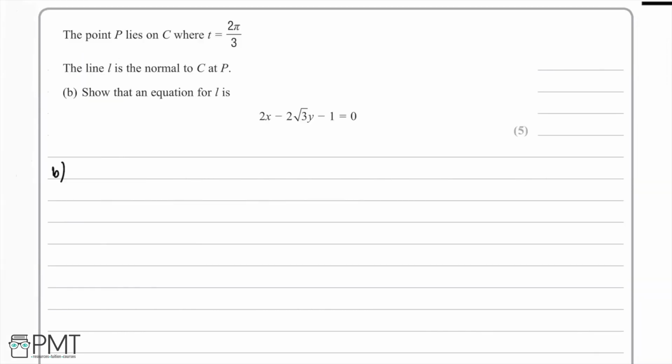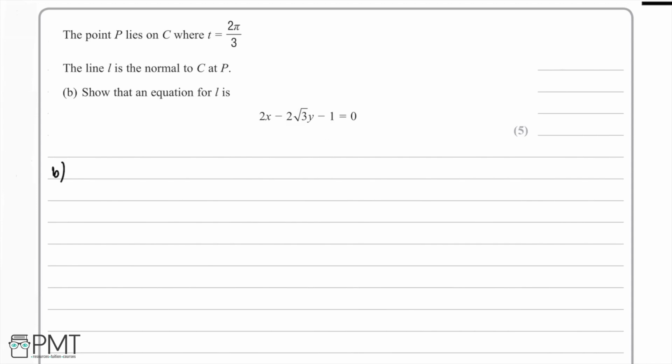So now moving on to part B of this question, we're given some further information. We're told that the point P lies on C where t is equal to 2 pi over 3, and then we're told that the line L is normal to C at P. And what we're asked to do is show that an equation for L is 2x minus 2 root 3 y minus 1 is equal to 0.